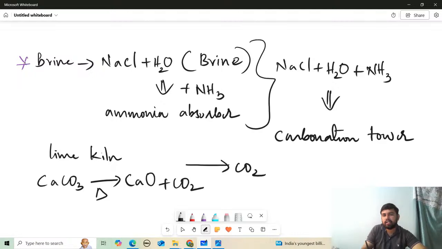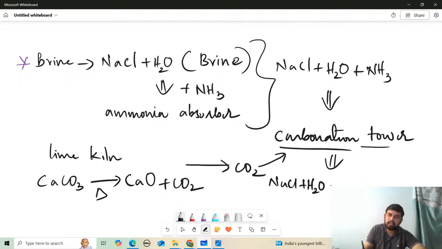This carbon dioxide is now sent into the carbonation tower. In this reaction, four things react: NaCl plus H2O plus carbon dioxide, and what we added from the lime kiln plus ammonia. These four are going to react.